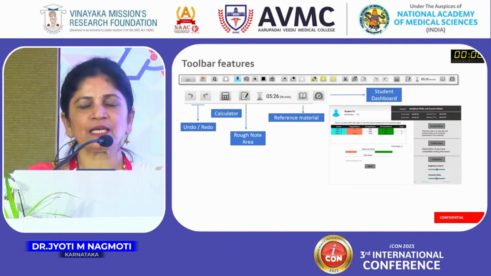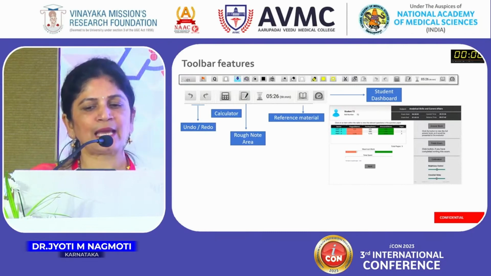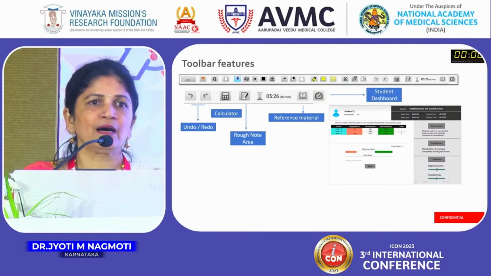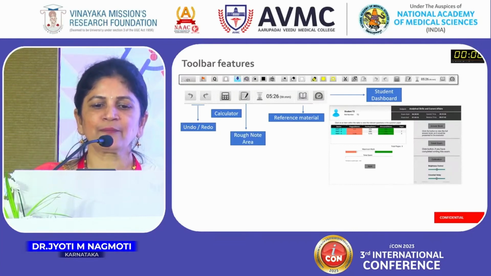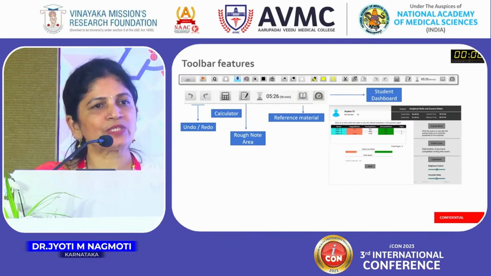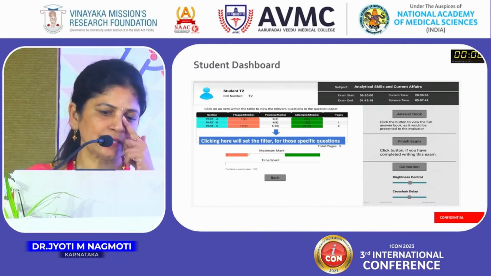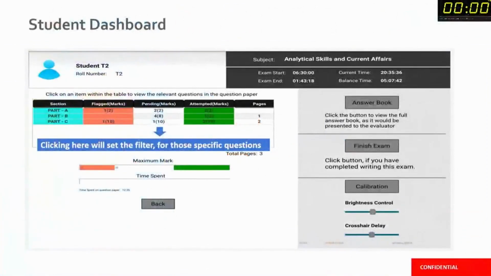Another important feature is the student dashboard, wherein he will get an idea about what the current time is, what time is left, and flagging of the question is another important feature of this. The student can revisit the question, and the system will not allow him to submit the answer sheet unless the flagged questions are revisited. So n number of features are there which are really user friendly. This is a student dashboard giving the details.